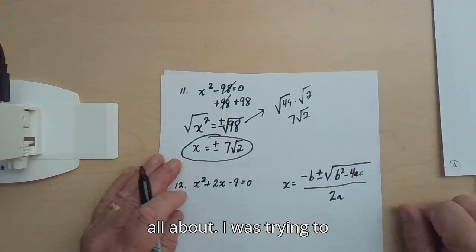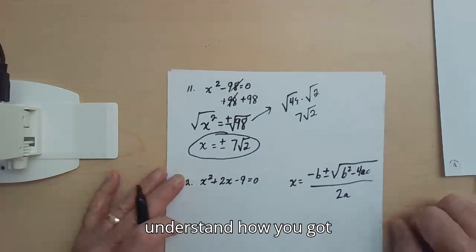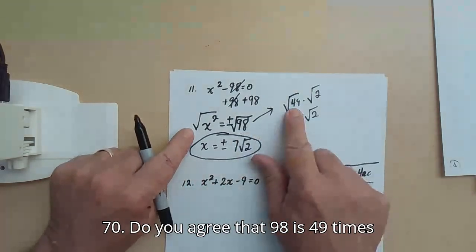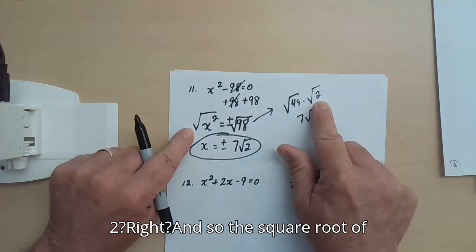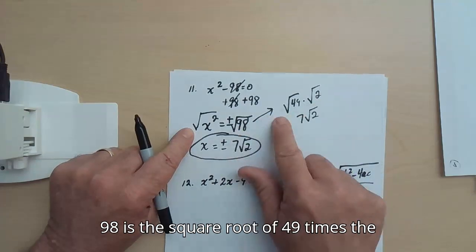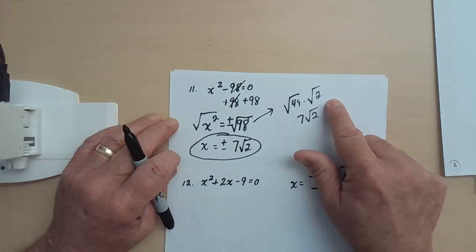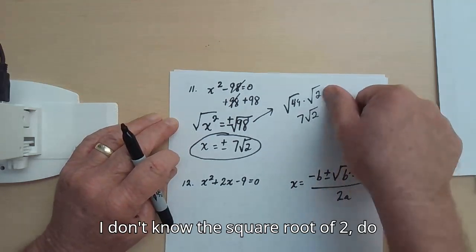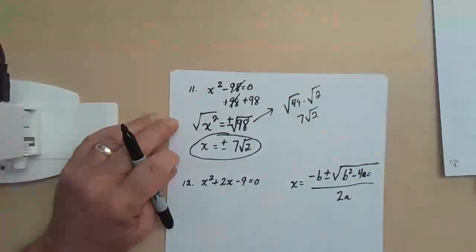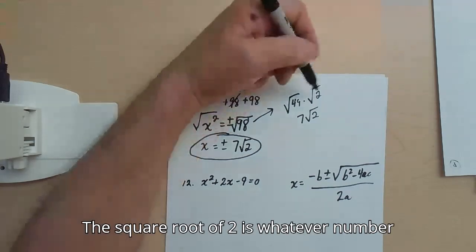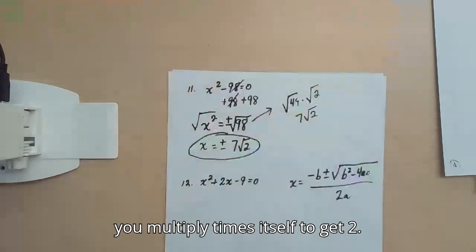Previous question. Well, no, I was trying to understand how you got the 7. Do you agree that 98 is 49 times 2? Correct. And so the square root of 98 is the square root of 49 times the square root of 2. So why do you not square root the 2? I don't know the square root of 2. Do you? Wouldn't it be just 2? So 2 squared is 2. The square root of 2 is whatever number you multiply times itself to get 2.